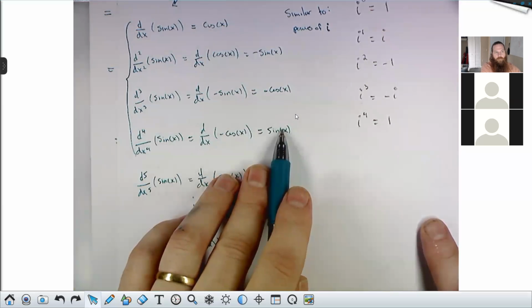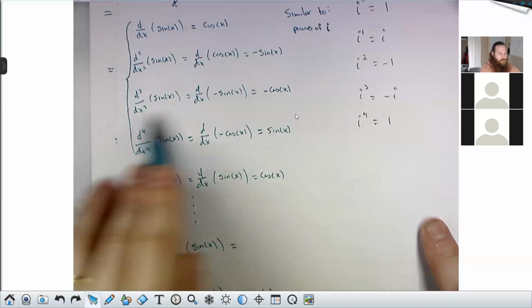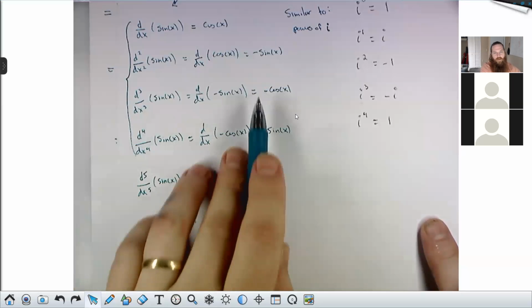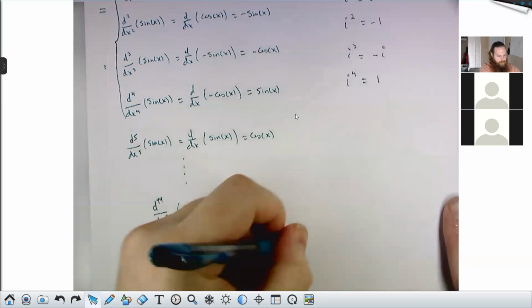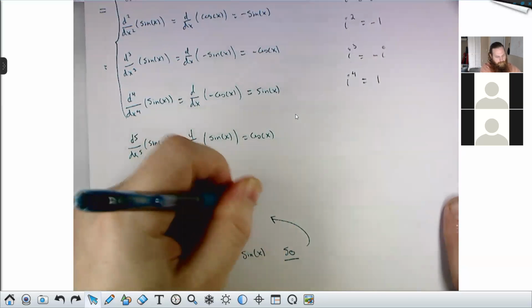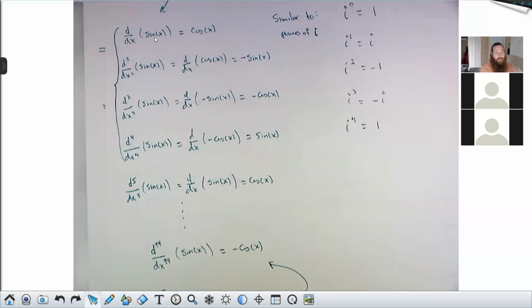So what is the 99th derivative of sine? Good, negative cos x. It's the same as the third. If 100 is the same as 4, then 99 is the same as 3. Or you could think of it another way. 96 is divisible by 4. So you know that the 96th derivative is the same as not differentiating at all. So the 97th derivative would be cosine, the 98th derivative would be negative sine, and the 99th derivative would be back to negative cosine.